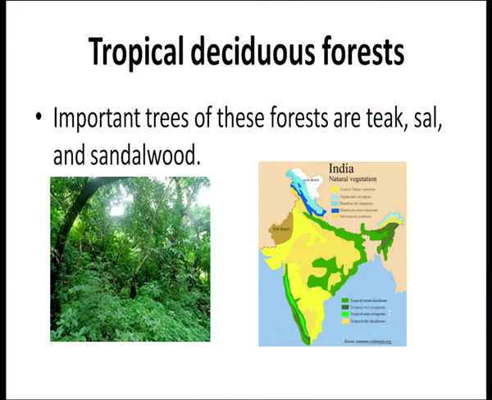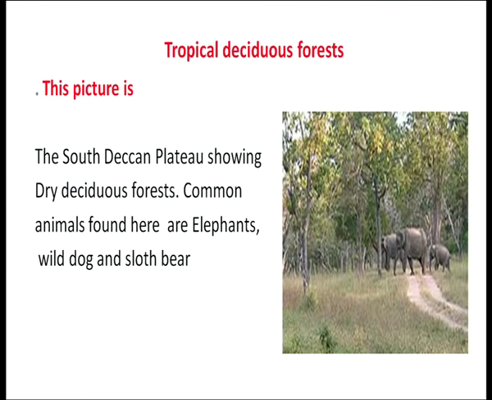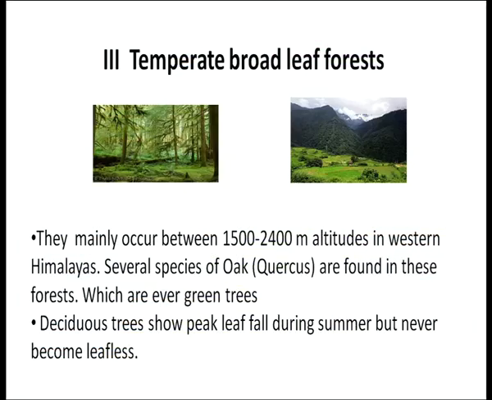In this map, you can see where exactly the dry and wet deciduous forests are located. This is a picture showing South Deccan Plateau of deciduous forests. The common animals, as you can see, are elephants along with the dhole and the sloth bear. They mainly occur between 1500 to 2400 meter altitude in the western Himalayas.